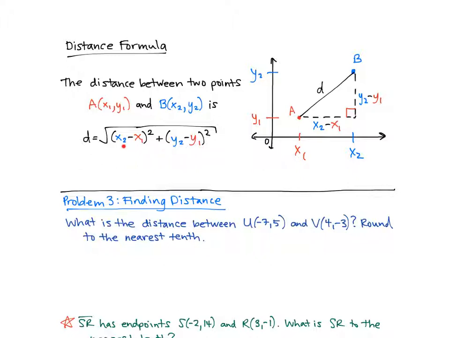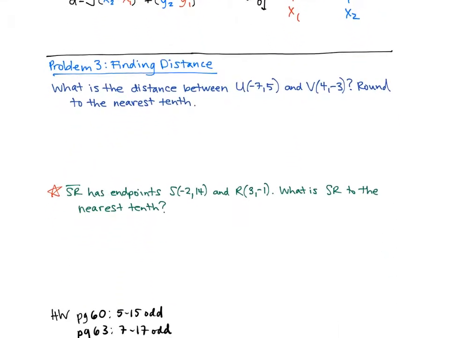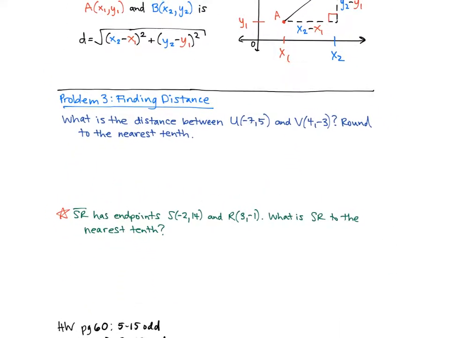d equals the difference between our x coordinates squared plus the difference between our y coordinates squared, and then you take the square root of that. So let's see this in action. Here we have 2 endpoints, and it says to find the distance.